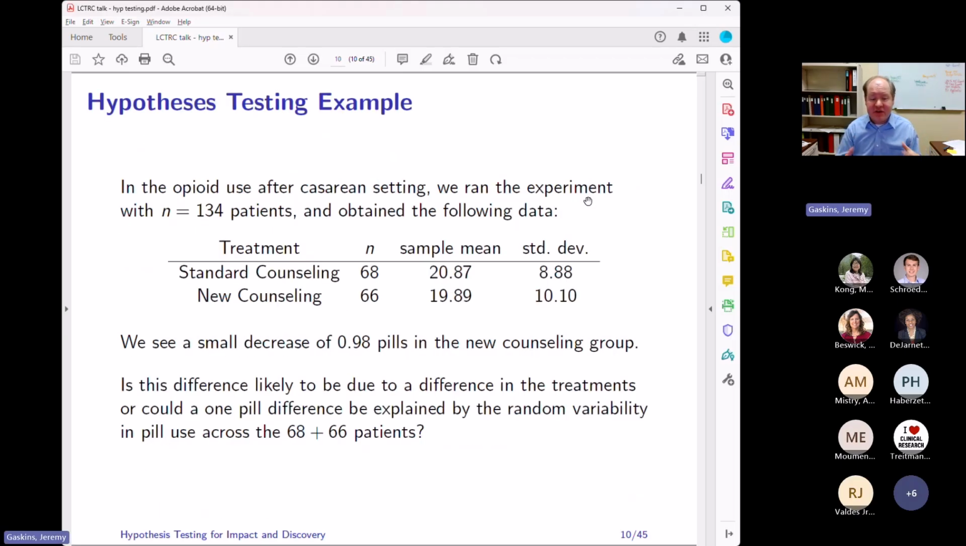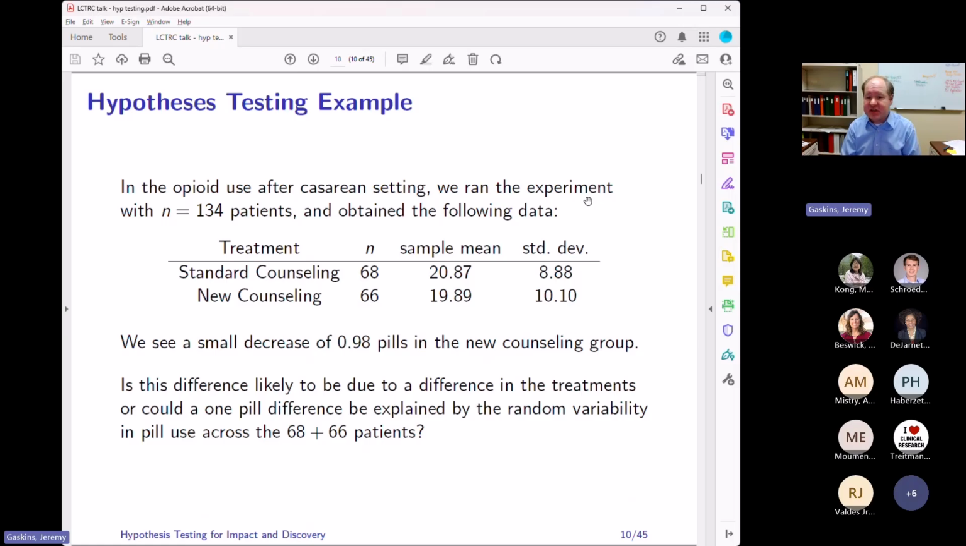Having reminded ourselves of the decision framework, we'll go back to this example. We ran this trial. We had 134 patients for whom we were able to get complete data. We were able to get them on the phone 10 days later and count up the pills. And so this is what our data looks like.